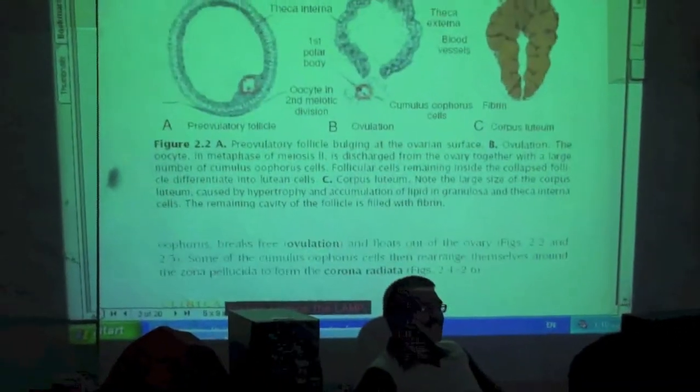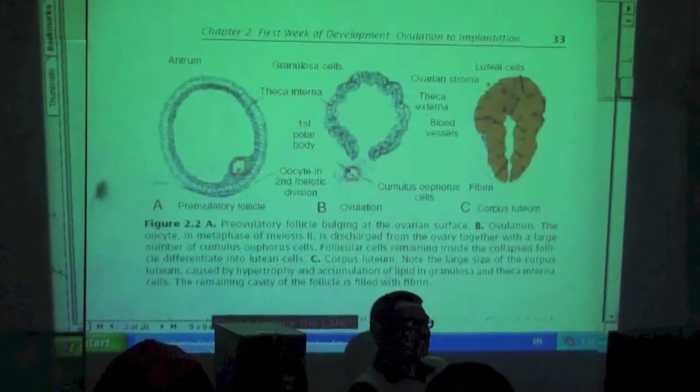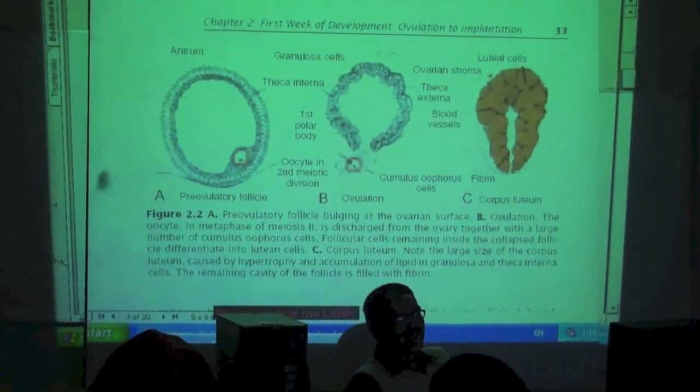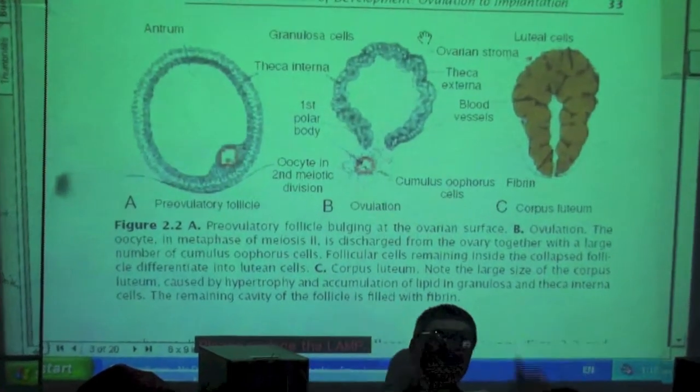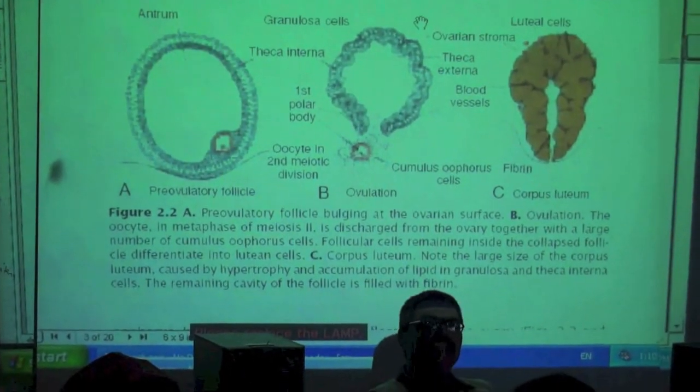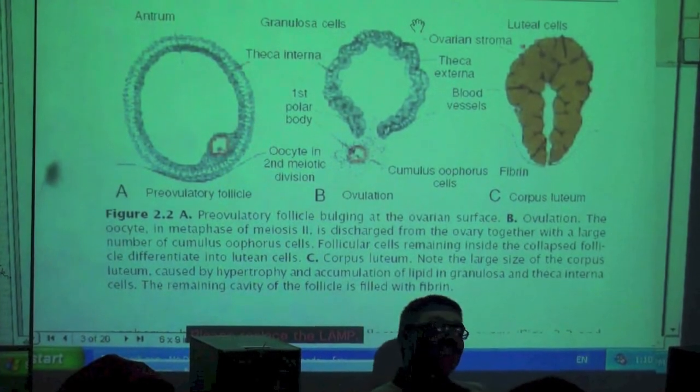Now, this is what we have done. Now, ovulation takes place. You can see ovulation occurs. This is the ovary here, and within the ovary this follicle is present. Now, when LH comes, what happens actually?